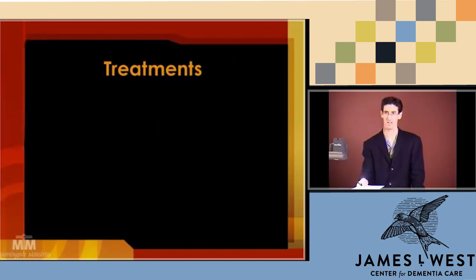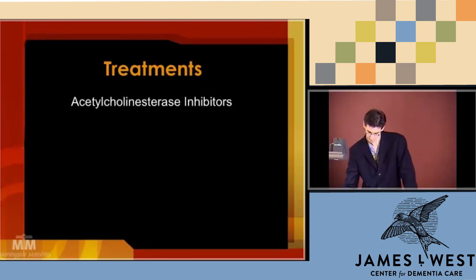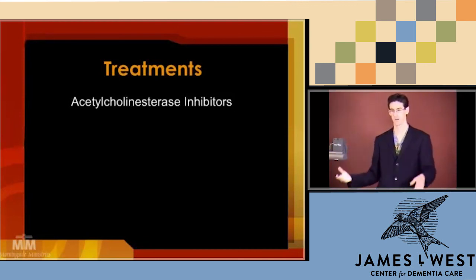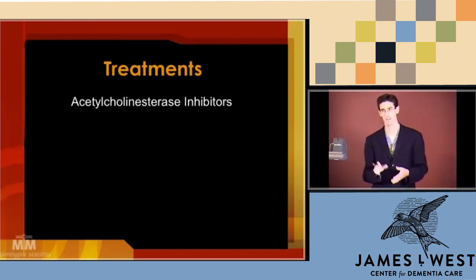I don't want to talk a lot about therapies and treatments, but we will go ahead and talk a little bit about them. Right now, in general, there are 2 different medication classes that are FDA approved for Alzheimer's disease. The first class of medicines are acetylcholinesterase inhibitors. These are medications like donepezil, which is marketed as Aricept, rivastigmine, which is marketed as Exelon, and galantamine, which is marketed as Razadyne. You've probably seen these medications advertised on television.